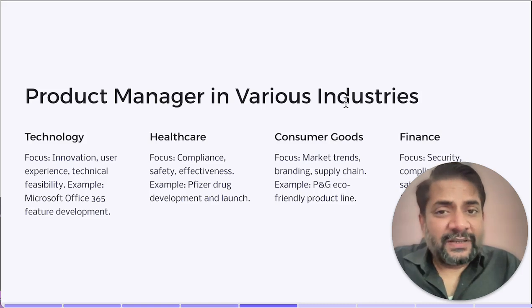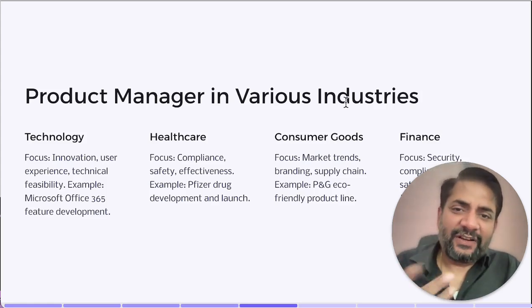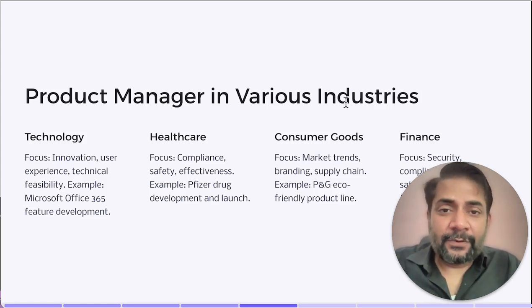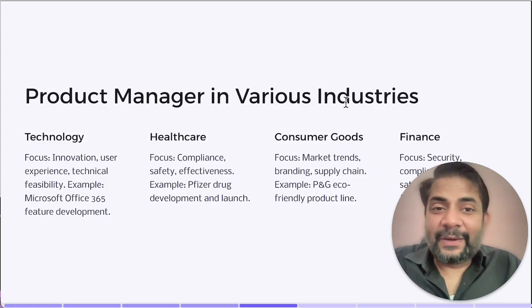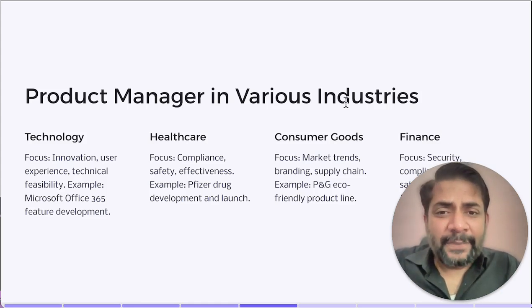Second could be the healthcare sector. An example could be in a pharmaceutical company like Pfizer, where a product manager could be responsible for a new drug, coordinating clinical trials, regulatory approvals, and market launch strategies. The key focus might be on compliance, safety, and effectiveness. Third sector could be consumer goods. For an example, at a company like Procter and Gamble, a product manager might manage a new line of eco-friendly cleaning products, focusing on sustainability and consumer trends. Key focus could be on market trends, branding, and supply chain management.